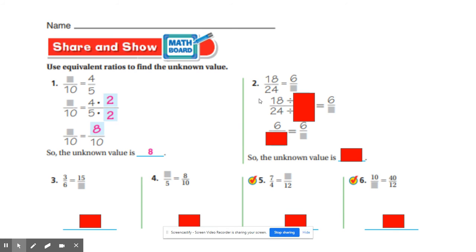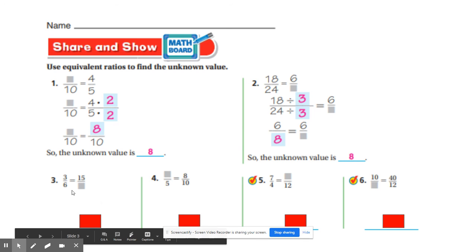Sometimes you have to work the other direction. That will give you 18 to 24, and they want you to reduce it. So think reducing fractions like we've done before. In this case, we're going to divide by 3s. So 24 divided by 3 will give us our mystery number, because 18 divided by 3 gave us a 6. So in this case, it's going to be an 8. So the unknown value here is also 8.